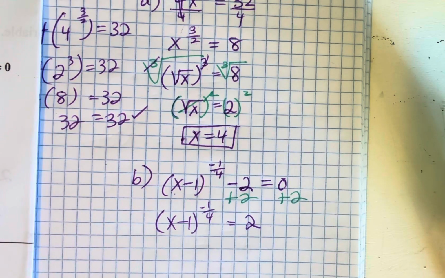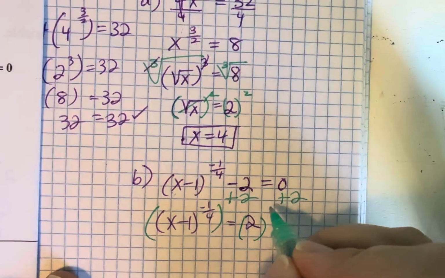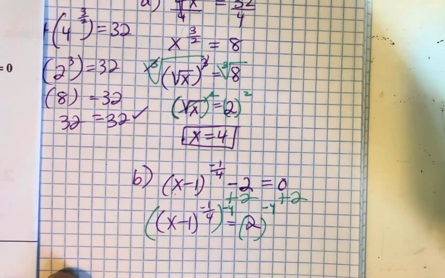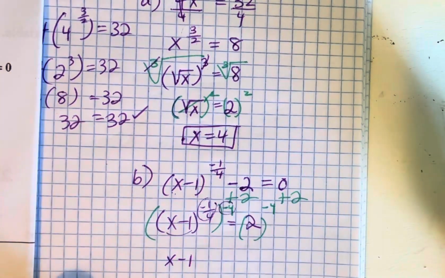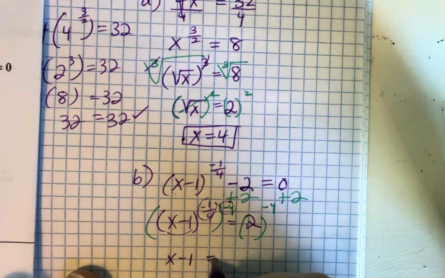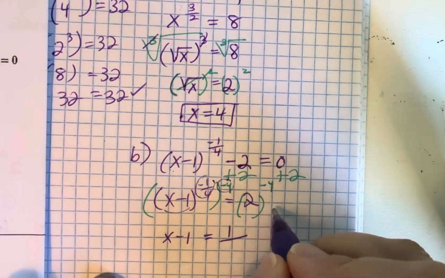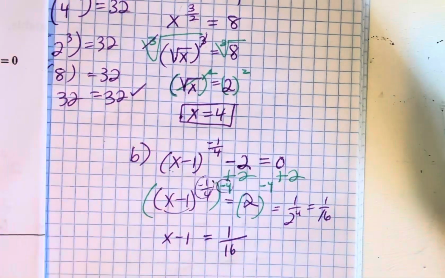So I want to think about what could I raise each side to, what power, so that that exponent of negative 1/4 becomes a 1. So the answer to that is the negative 4th power, okay? Because if I do this x minus 1, this power and this power will multiply to make a positive 1, which essentially means I don't need to worry about it. Okay, now 2 to the negative 4th power is 1 over 2 to the 4th power, which is 1/16. So that is now my equation.